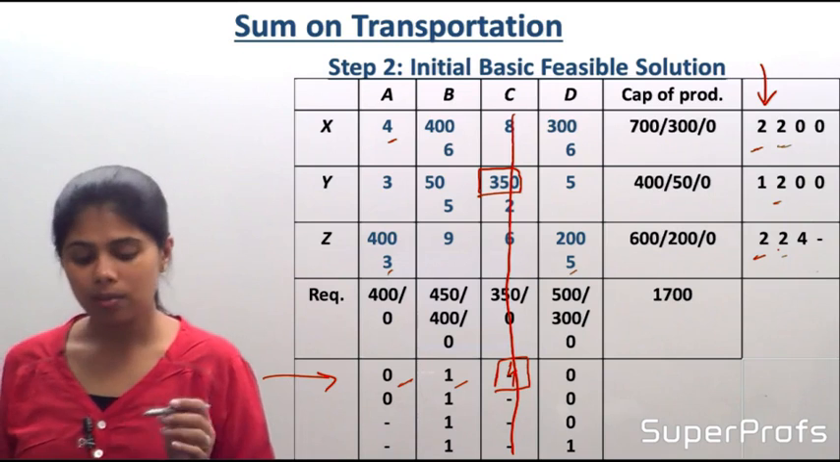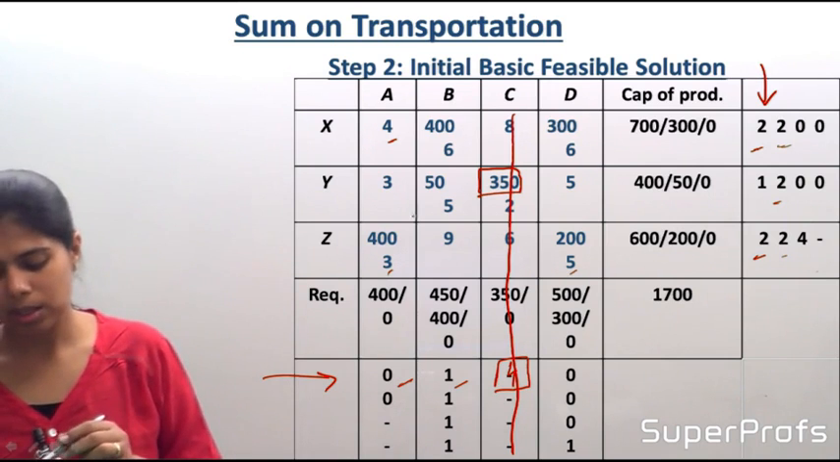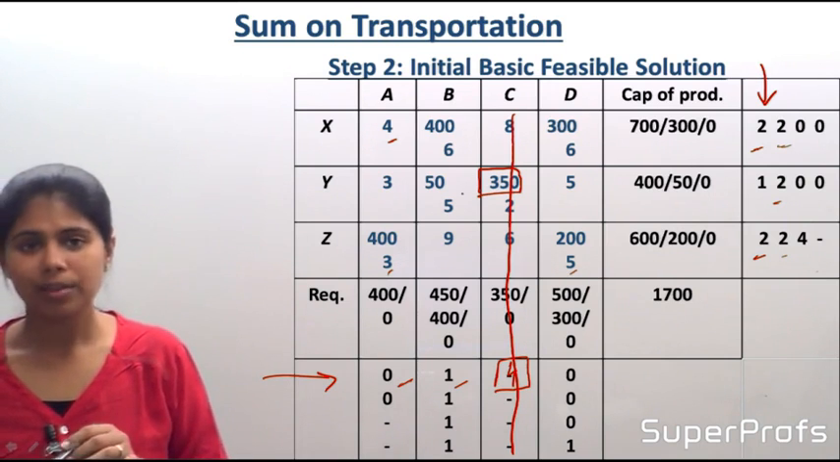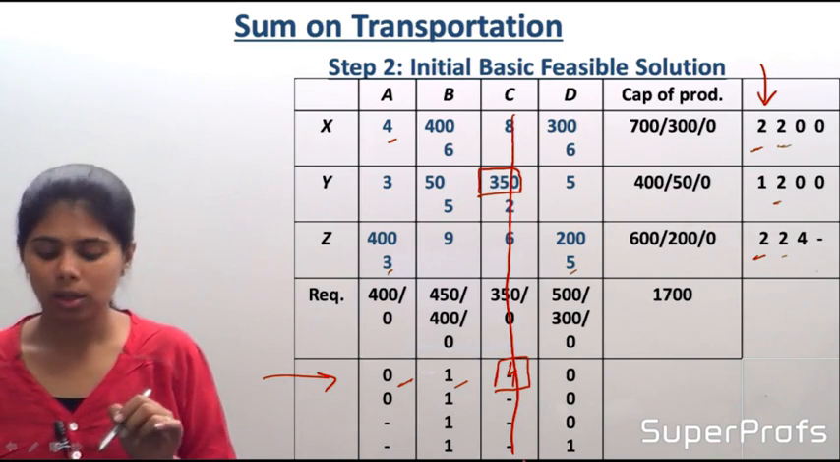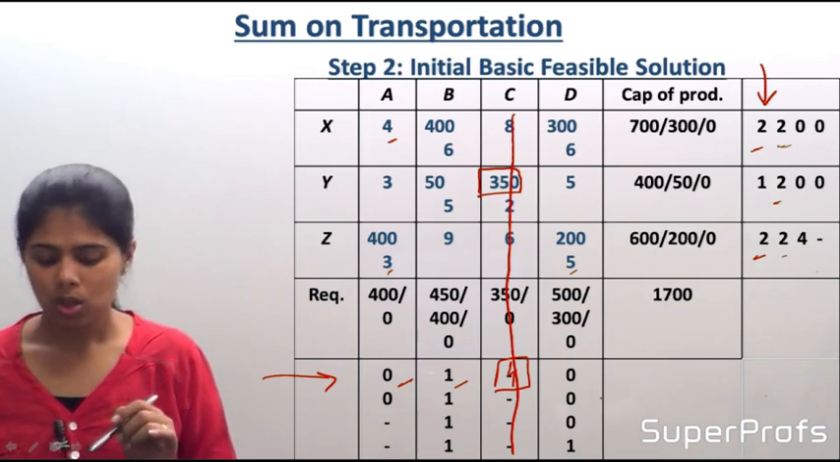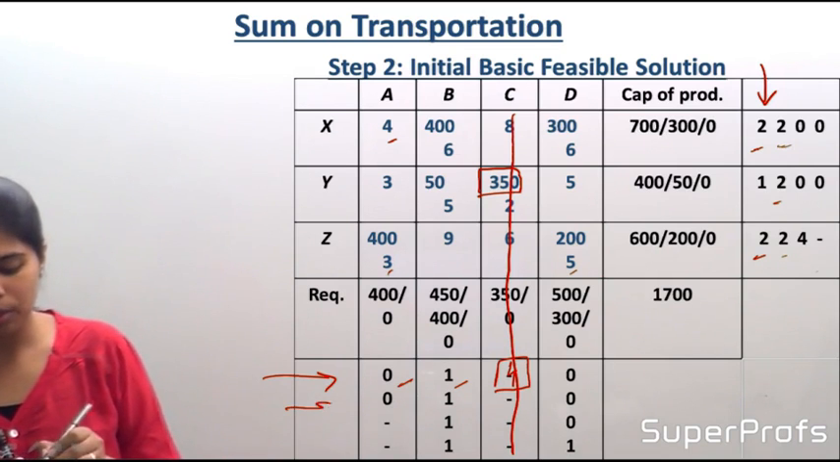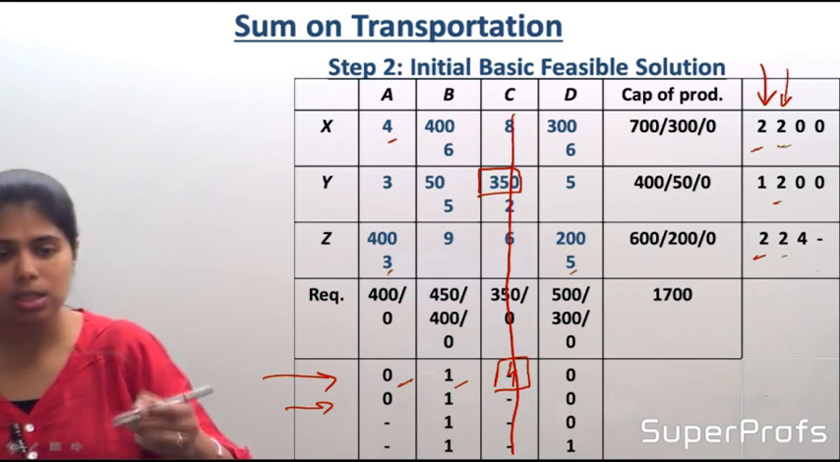Now look at the columns. In columns, it's 3 and 3, 0 again. 5 and 6, 1 again. This column I will not consider. And column D is again 5 and 5, 0. So now I am looking at the second row of differences and the second column of differences.